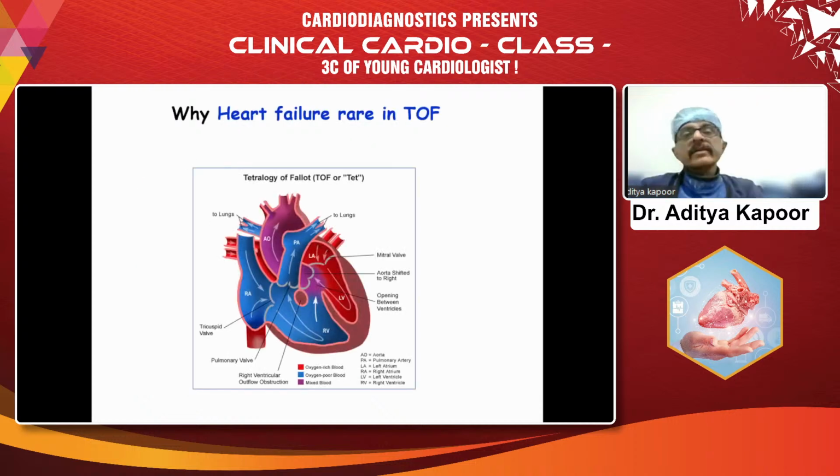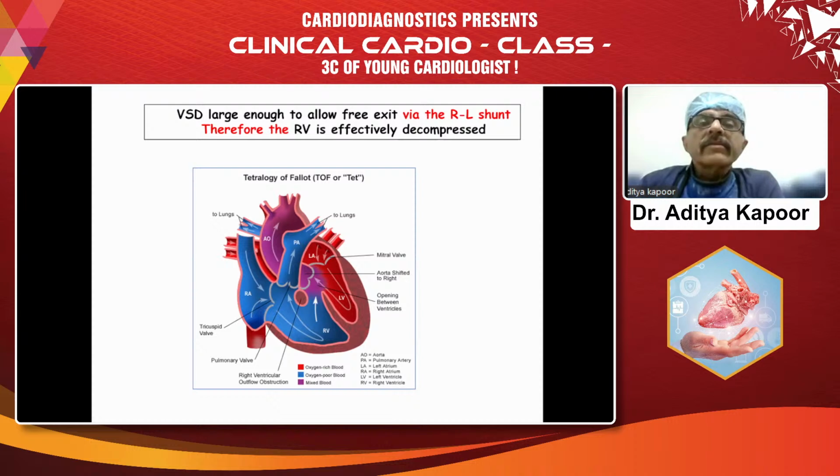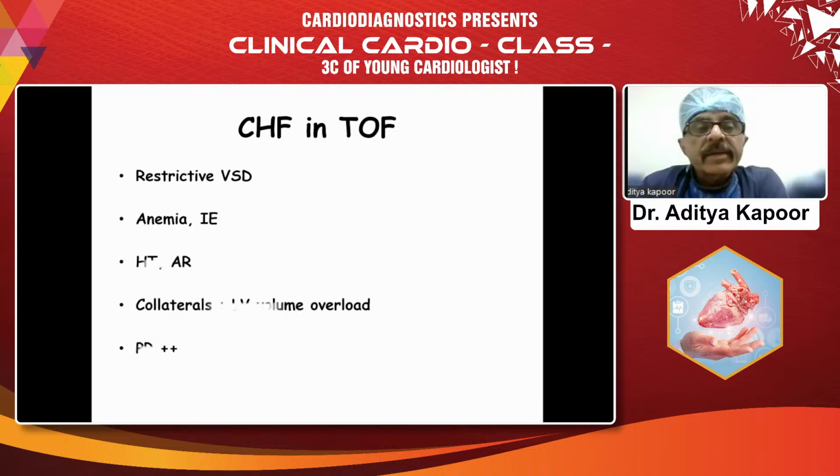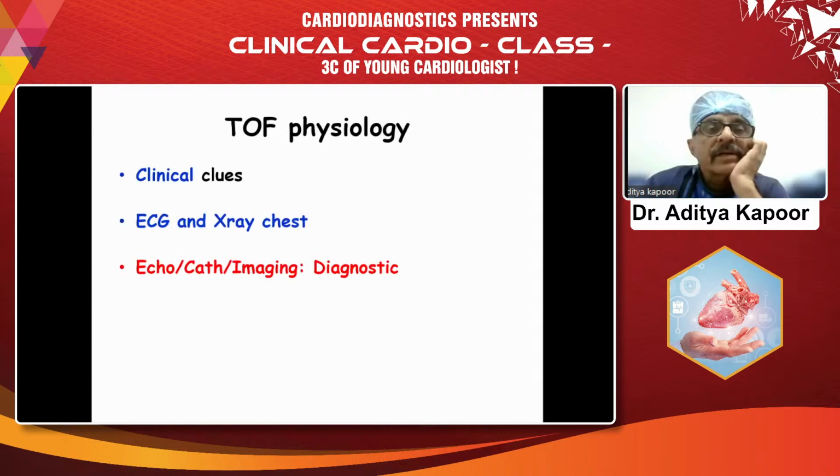Why heart failure is rare in TOF, we all know that the VSD is large, non-restrictive, so the RV is effectively decompressed. He also discussed, again, these are very, very important exam questions. Heart failure in tetralogy: restrictive VSD, anemia, endocarditis, hypertension, AR, collaterals, and rarely pulmonary regurgitation, especially post-operative cases. So these are rare situations where heart failure will occur. So we'll quickly move on to clinical clues, ECG and X-ray.